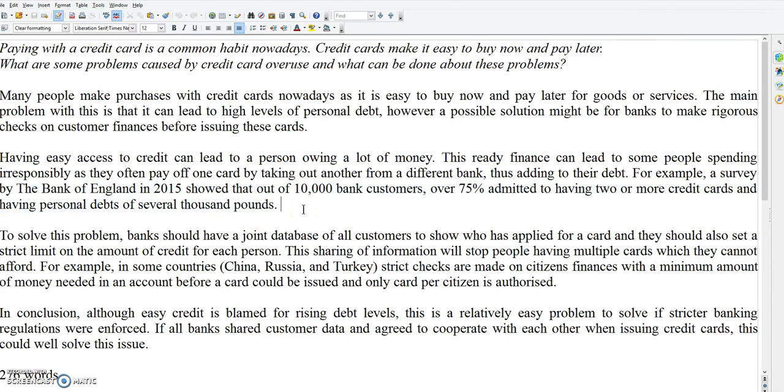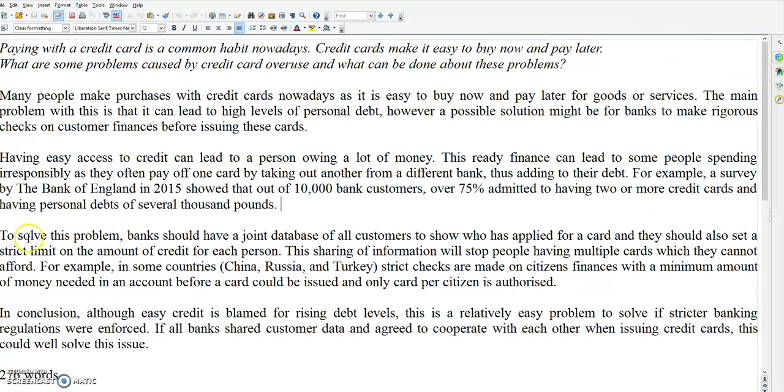Now, this is a made-up example. It's not important that it is, but it works. You can use a personal one or you can make an example up. It doesn't actually matter. So, 3 sentences. The problem is personal debt. How does that equal personal debt? Because people take out one card to pay off another. An example to support that idea.